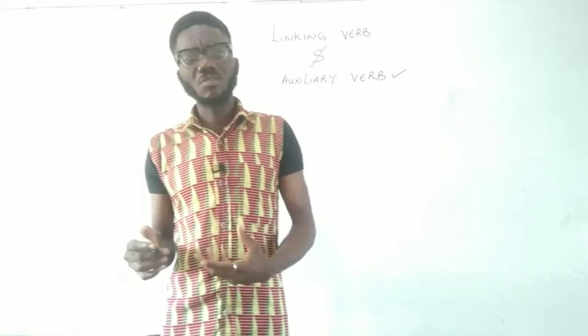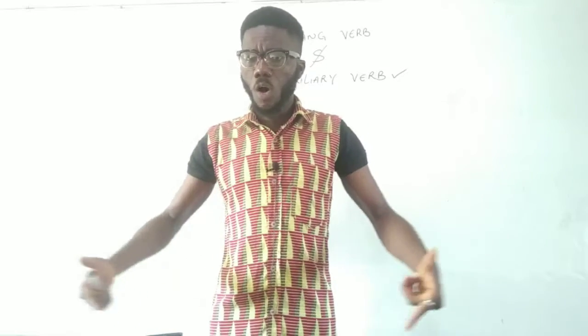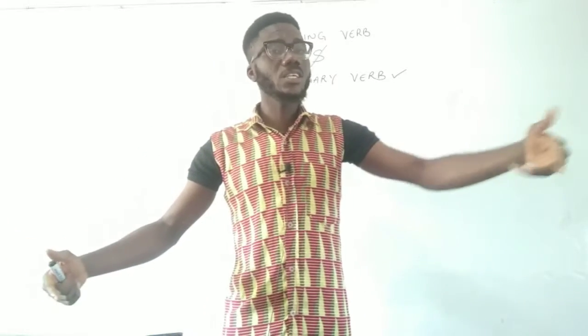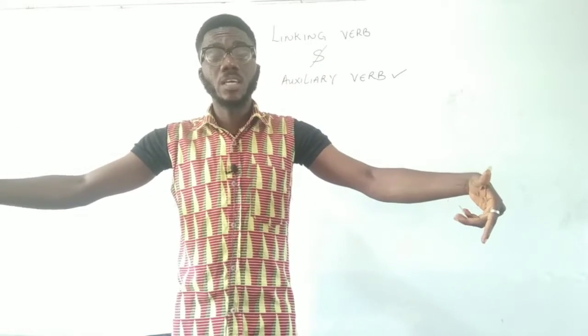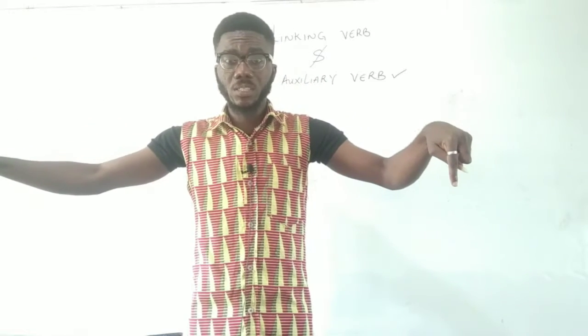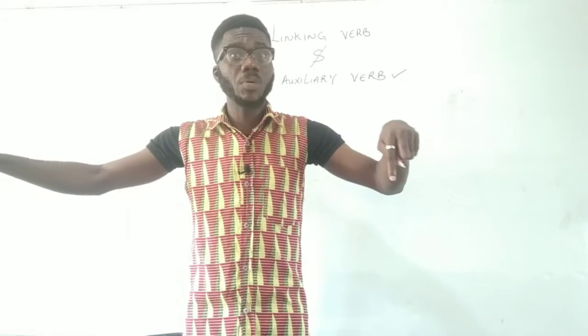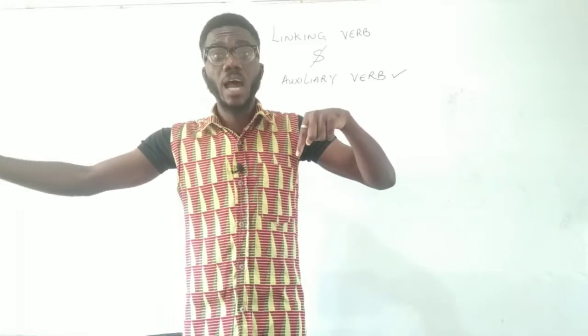Now, a linking verb is that verb. Whenever you see a verb playing the role of holding two things together, the two things being held together is especially the subject and maybe an adjective or a noun. Now, it links the both of them together. It helps you to show the relationship between the subject and something in the predicate. That thing in the predicate can be a noun, it can be a pronoun, it can be an adjective.